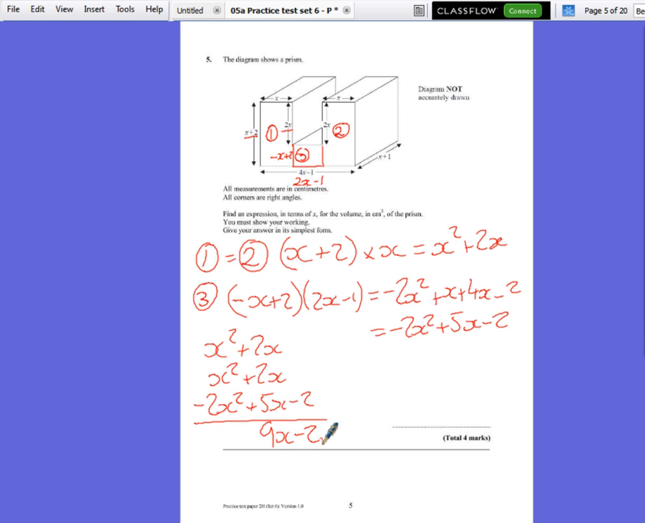To work out the volume, you want to multiply that by how far back it goes. So the last step will be to do 9x minus 2, multiplied by how far back the shape goes, which is x plus 1. If we expand that out, we will get 9x squared plus 9x minus 2x minus 2. And to simplify that fully, we get 9x squared plus 7x minus 2.